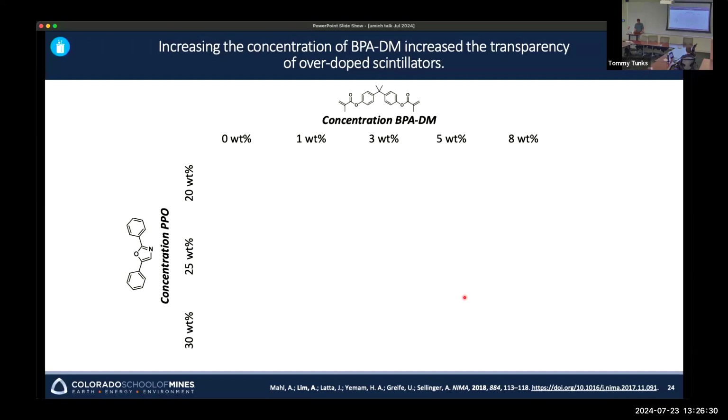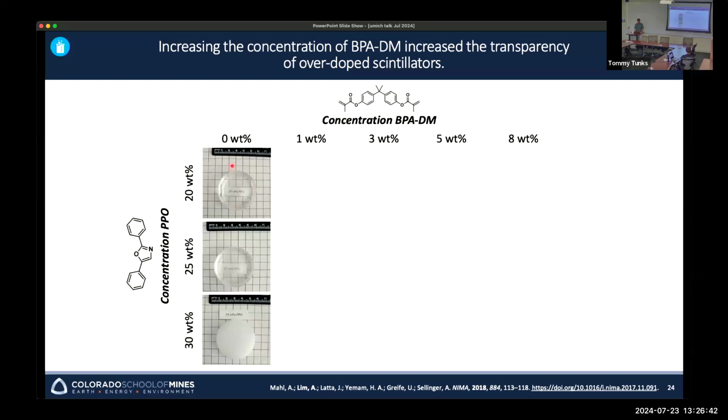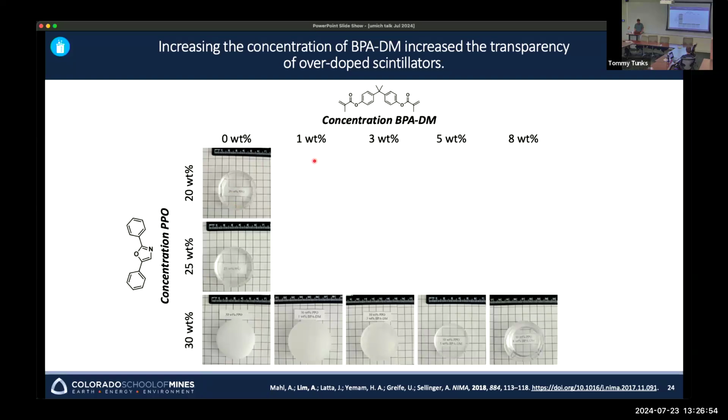And so I'm just going to quickly show some of the results. This is basically with 0% of this cross-linker, 20% dopant. This is kind of what I showed you before. As you increase the concentration of PPO, these eventually become cloudy. When we start introducing this cross-linker at 1%, 3%, 5%, 8%, you can see now these become clear.